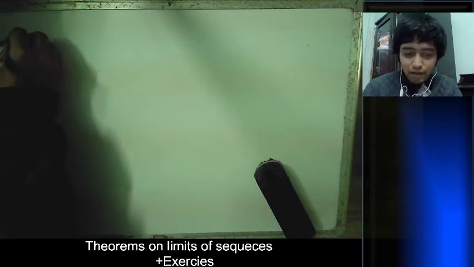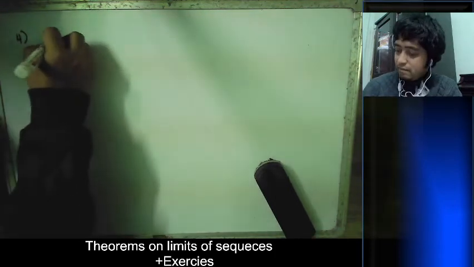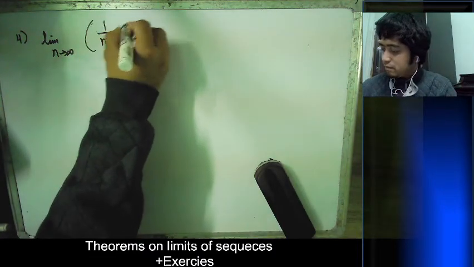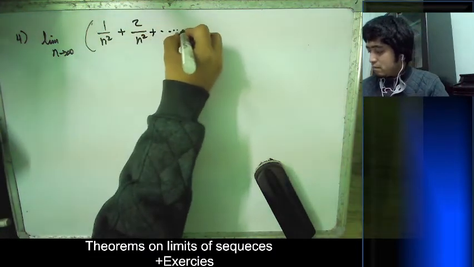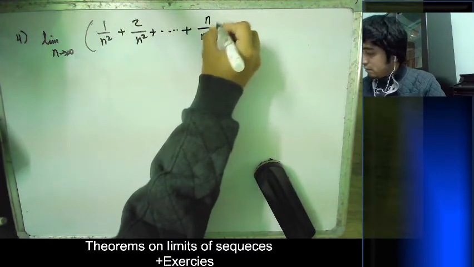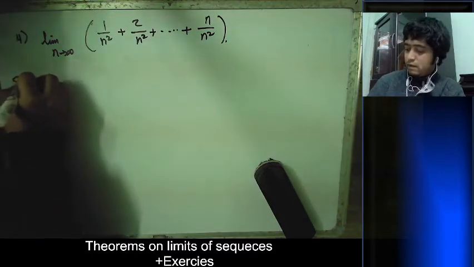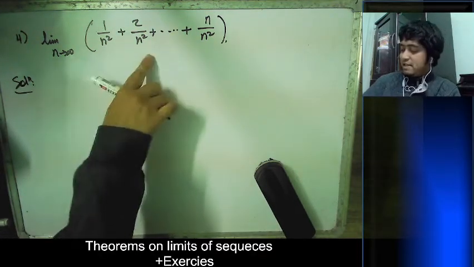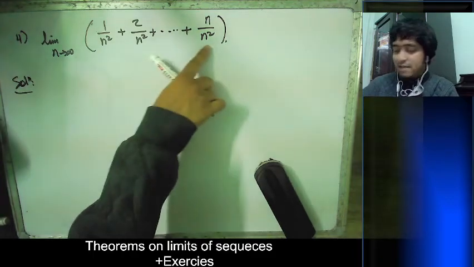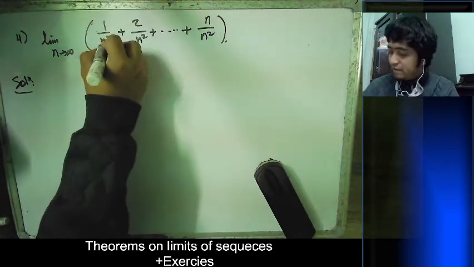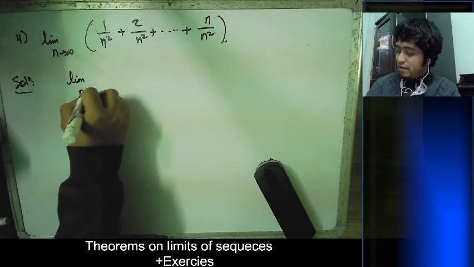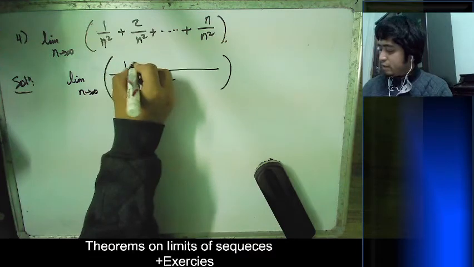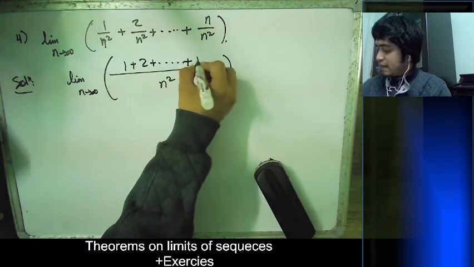Okay, the fourth one, let's see, n tends to infinity. This is a bit different from the one before. If you notice, the difference is that over here the denominator is the same everywhere. So if you have the same denominator everywhere, you can first simplify it in the usual way, and you will be having 1 plus 2 plus up to n.